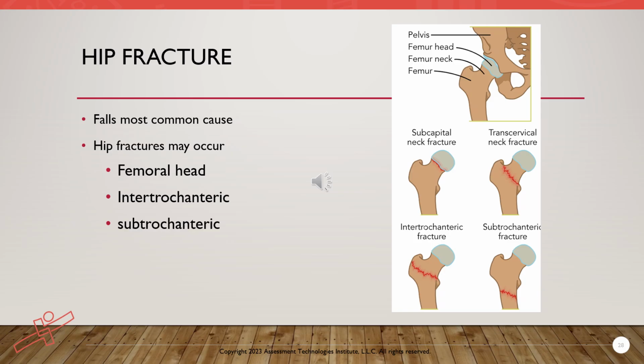A hip fracture occurs when force exceeds bone strength. In older adults, bone strength is reduced due to osteoporosis, decreased bone density, muscle weakness, and loss of protective reflexes. When a fracture occurs, the bone ends may displace.